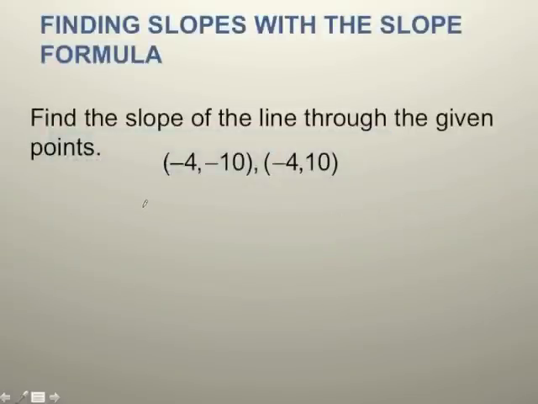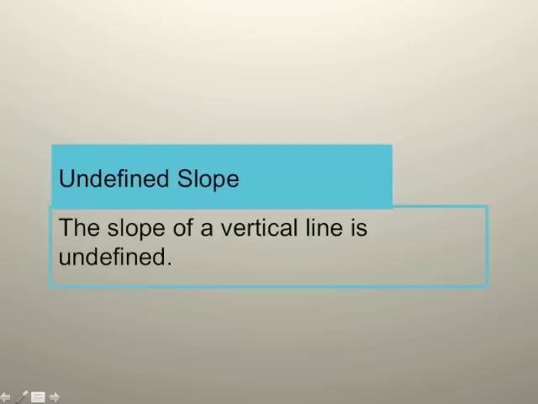Here, where we have change in y over change in x, so 10 minus negative 10 over negative 4 minus negative 4. So 20 over 0. Oops, we cannot have a 0. This line has no slope. You might have noticed it was the x values that stayed the same. This is the line x equals negative 4. That is a vertical line, and vertical lines have no slope. The slope of a vertical line is undefined, or it has no slope.